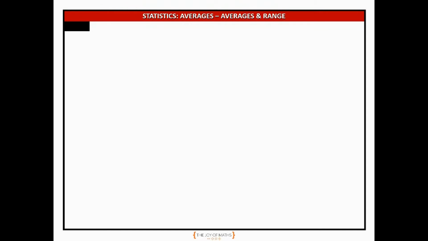In this video we're going to tie off the averages series. As you know, we've looked at the mode, median and mean in other videos. In this one we're going to focus on the range, and then we're going to look at choosing the most appropriate type of central tendency for your set of data. So that's basically picking the right average.